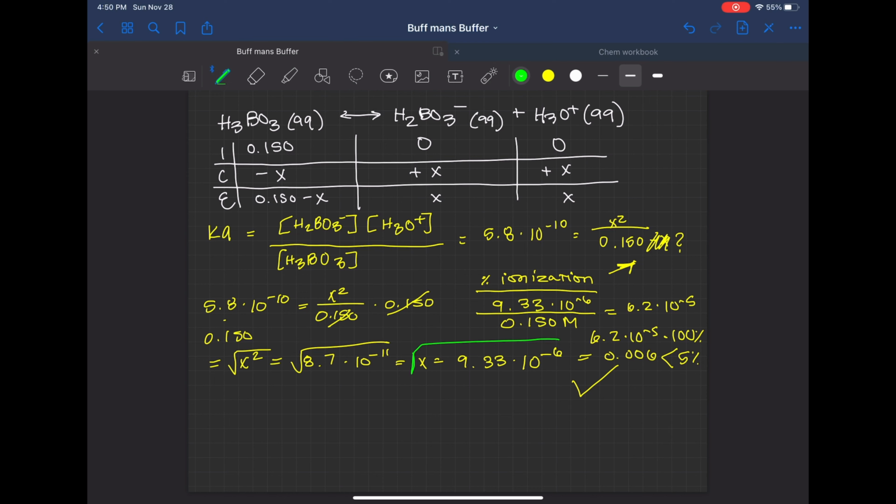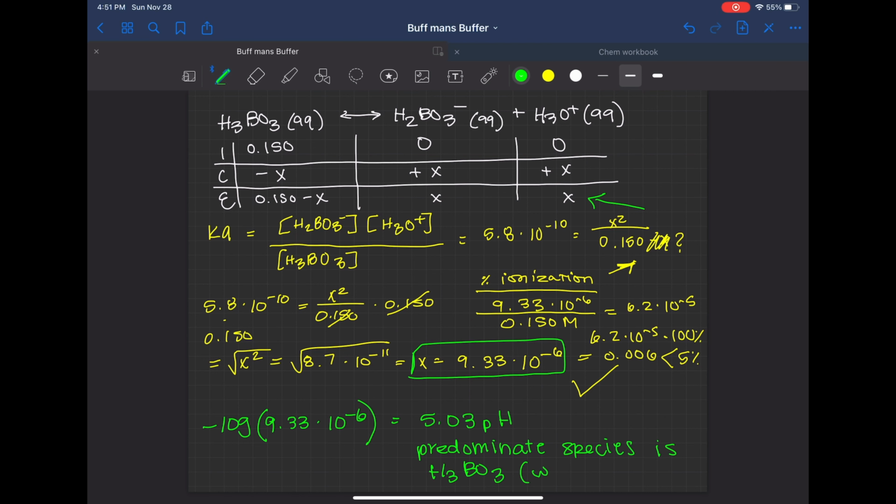Now that we've found our x value, this is the same as our hydronium ion, so we can start solving for pH. Since this is our concentration of hydronium, if we do negative log of the x value, which is 9.33 times 10 to the negative 6, this will give us a pH value of 5.03. Since we haven't yet added any of our potassium hydroxide or any hydroxide ion, our predominant species is still going to be boric acid for the first region.